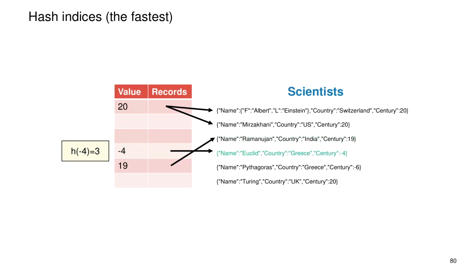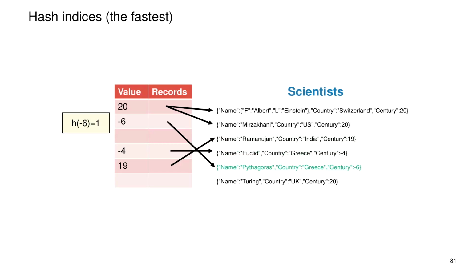Then -4 gives me 3. Again, I had no way of predicting that. It just comes out of h. Then I have -6 that h gives me 1, and I have 20 right here. And now I'm done. I have built the index for the collection.